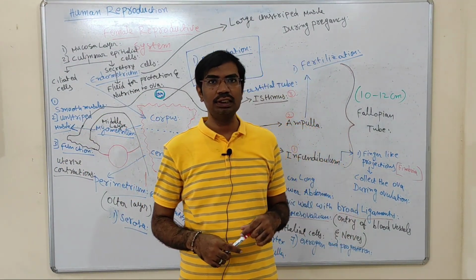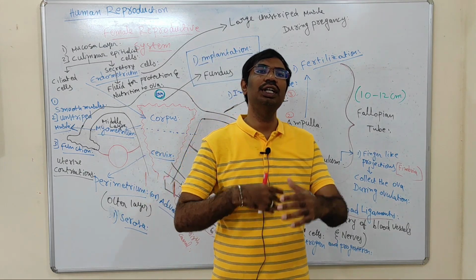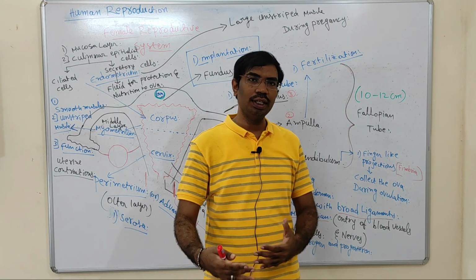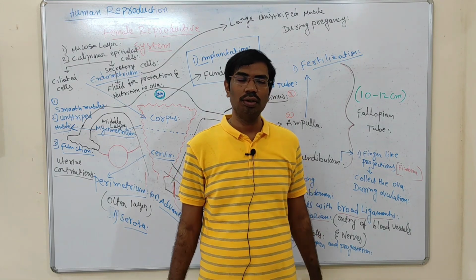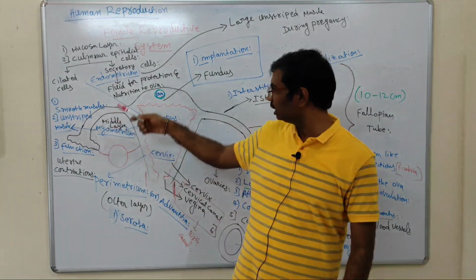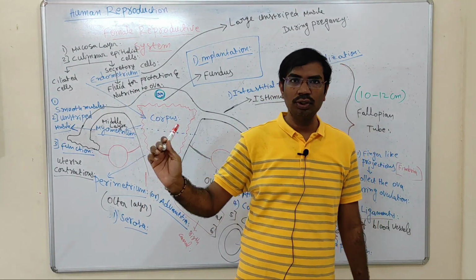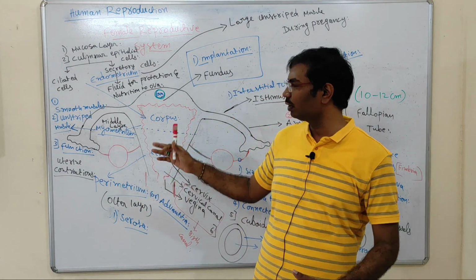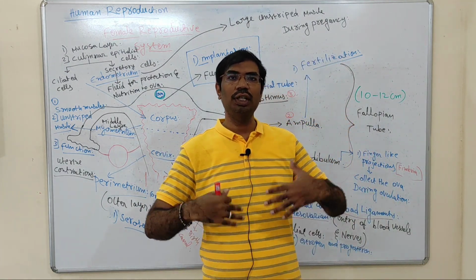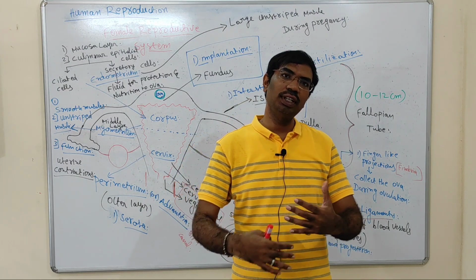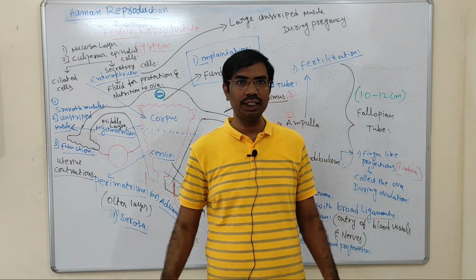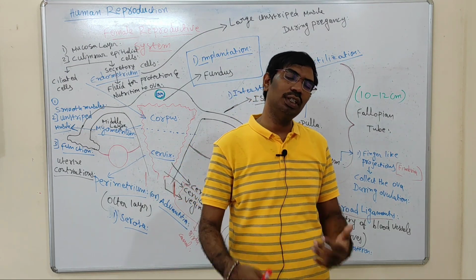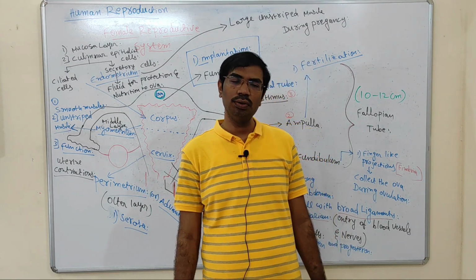In the next class, I will explain the external genitalia of the female reproductive system. External genitalia means the outer appearance of the female reproductive system. These structures are present inside the body, and we cannot see them from the outside. But the parts we can see from the outside are called the external genitalia. I will discuss the external genitalia of the female reproductive system in the next video.